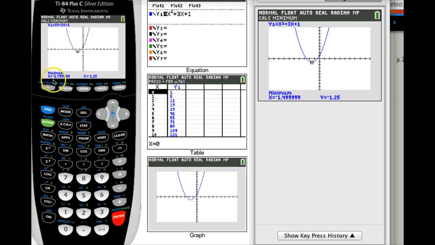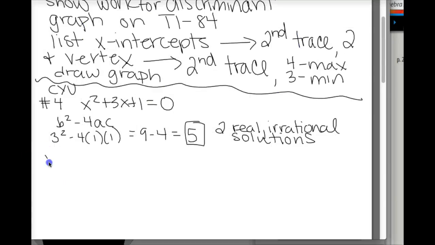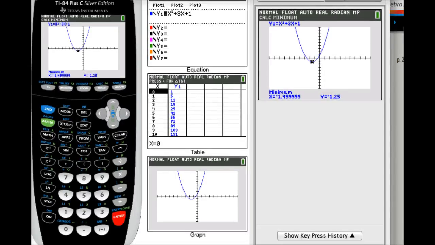And we, of course, round here. Negative 1.5 for the x, negative 1.25 for the y. So I go back, and if this were my homework problem, I would be writing vertex, negative 1.5, I already forgot what it was, negative 1.25 for the y.